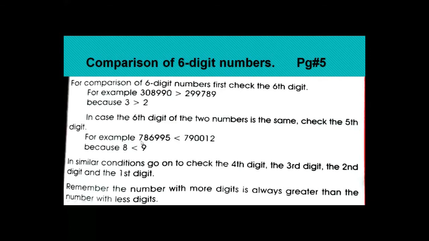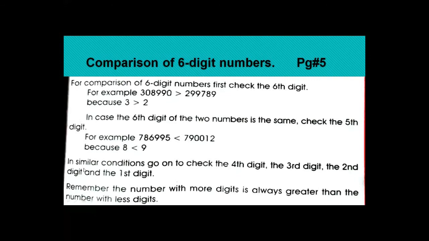In case the 6-digit numbers of both the figures are the same, here 7 is the same, then if both numbers are the same at the 6-digit place, you will see the 5th-digit number. Units, tens, 100, 1000, 10,000. Here 8 is the 5th-digit number and here 9 is the 5th-digit number. Okay, so here 9 is bigger than 8. So the crocodile face is open on 9 because 9 is greater than 8.